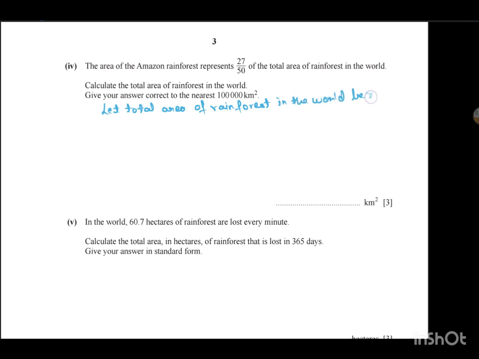be x. So now you can do fraction of a number here, that is 27 by 50 of this x is the area of Amazon rainforest, which is 5,500,000 kilometer square. Now transpose method, find out x. So 5,500,000 multiplied by 50 by 27 will be the value of x.